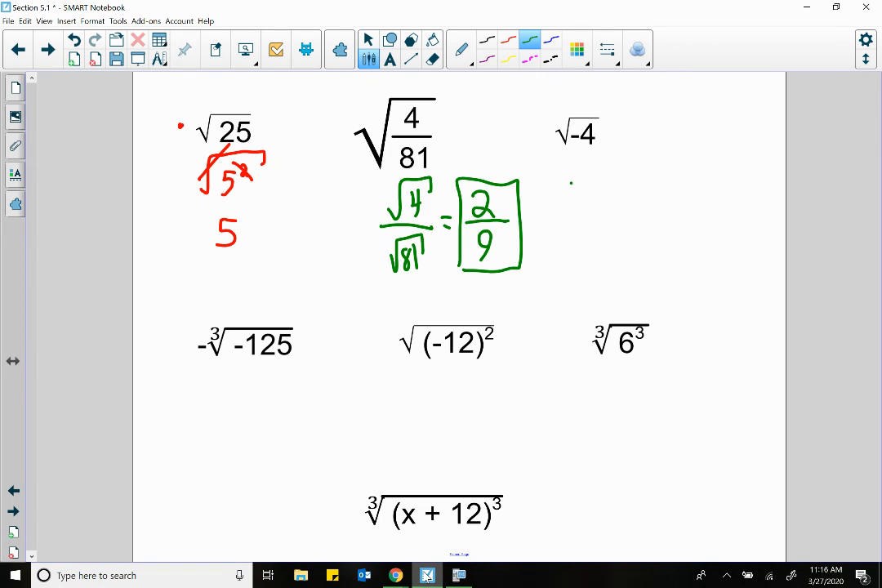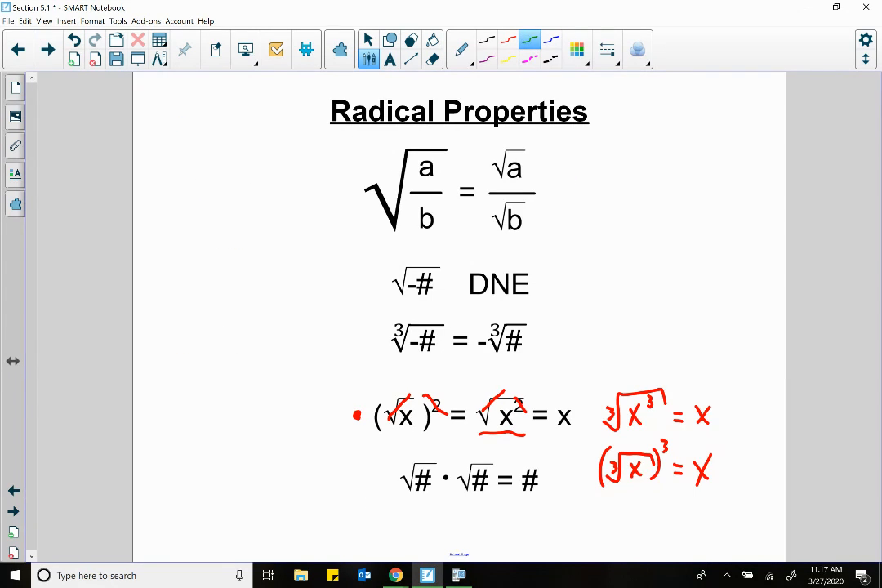All right. So now I want to talk about these two right here. What do we do with negatives under a radical? Well, let's go over here and look at some of our pieces of information. So we've talked about that guy. Let's talk about these two right here. This is what we're dealing with.